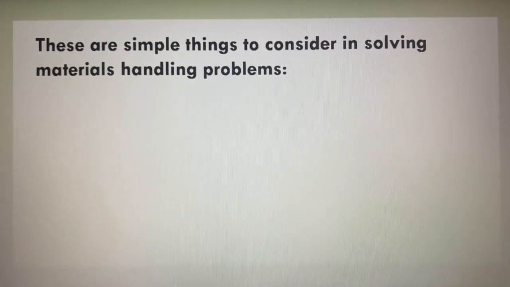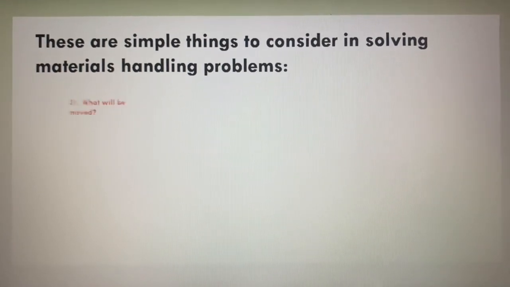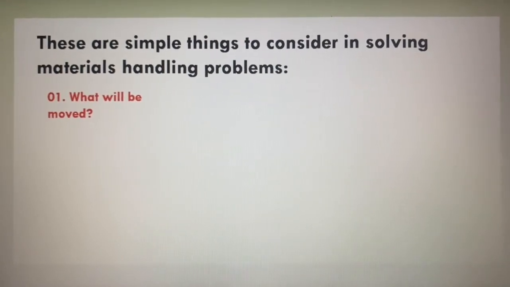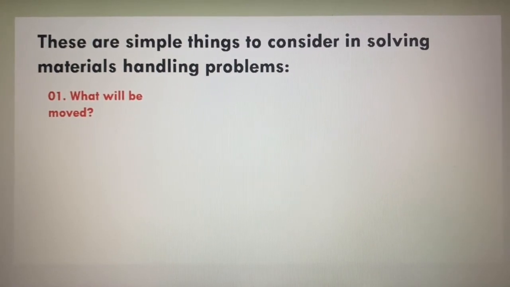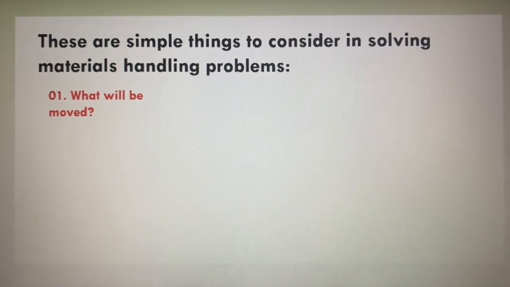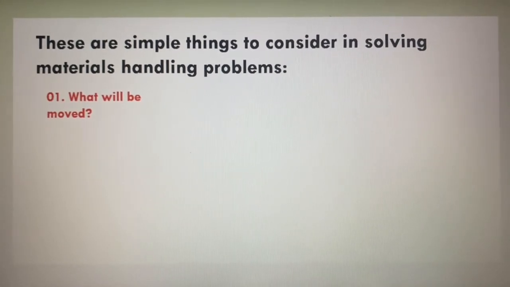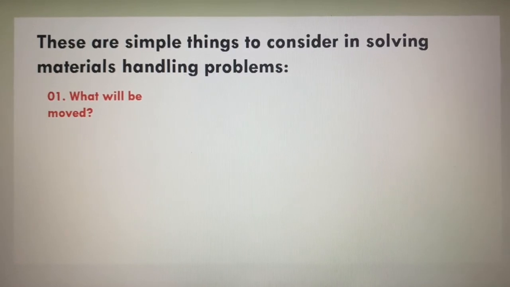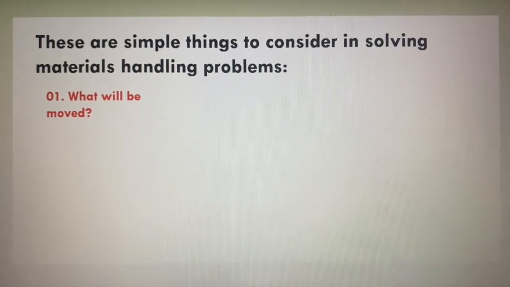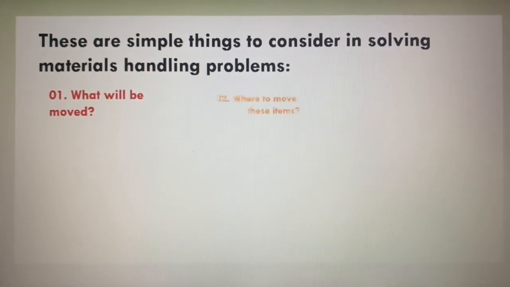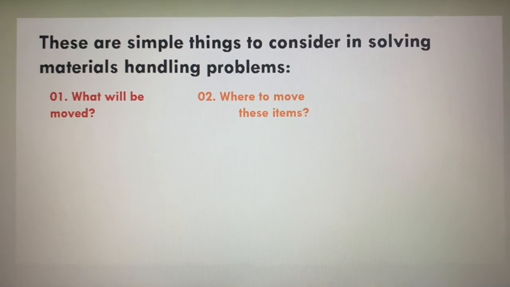There are simple things to consider in solving materials handling problems. The first one is what will be moved. We should determine the items that we want to move and then adopt the applicable method that will provide safety for you and protection for the material. So before we do something, we should determine what material we are moving and what method we should use. Second is where to move these items.